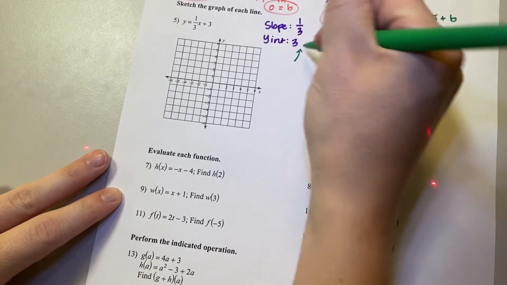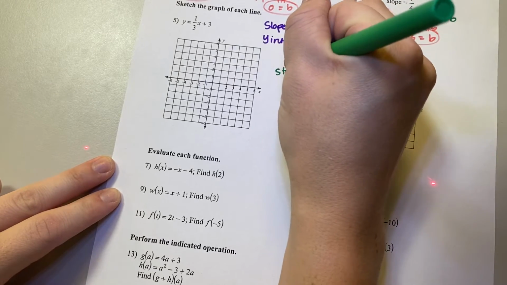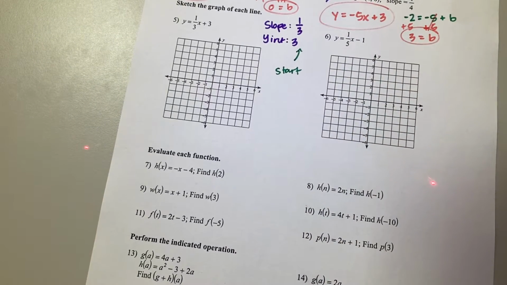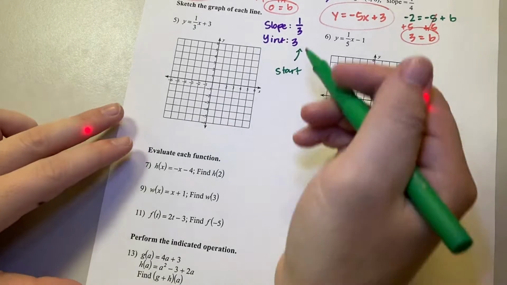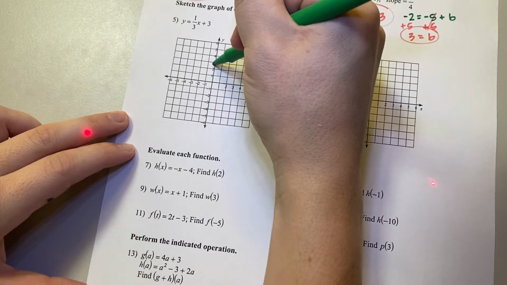Why are we even playing this game? Well, I know. You guys know this. So always start with your y-intercept. Okay, so everybody find positive 3 on your y-axis. It's going to be right there.